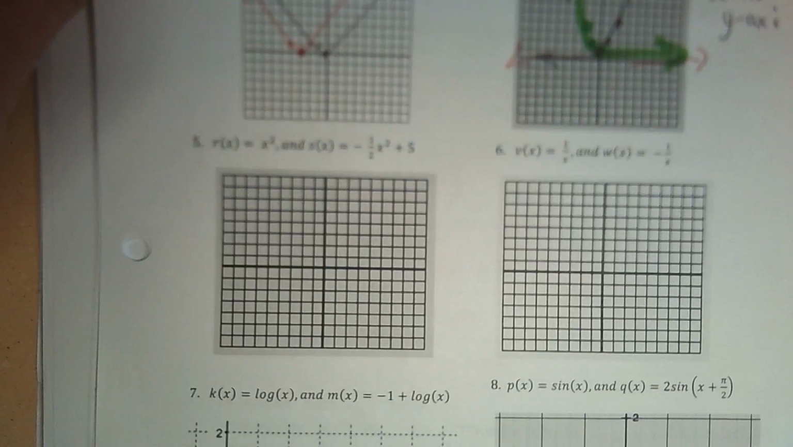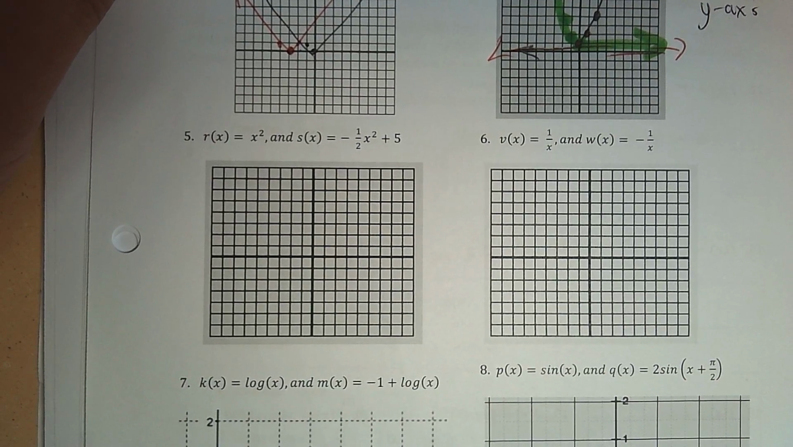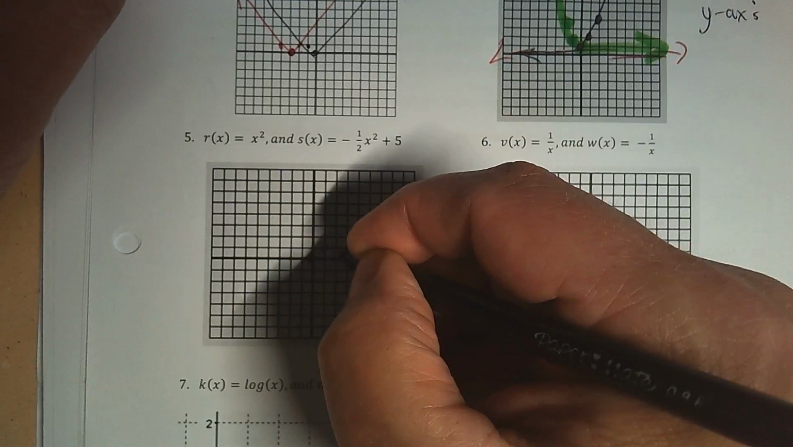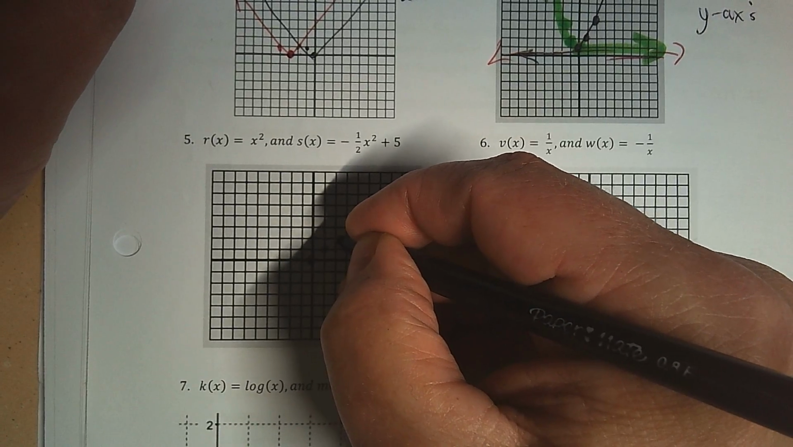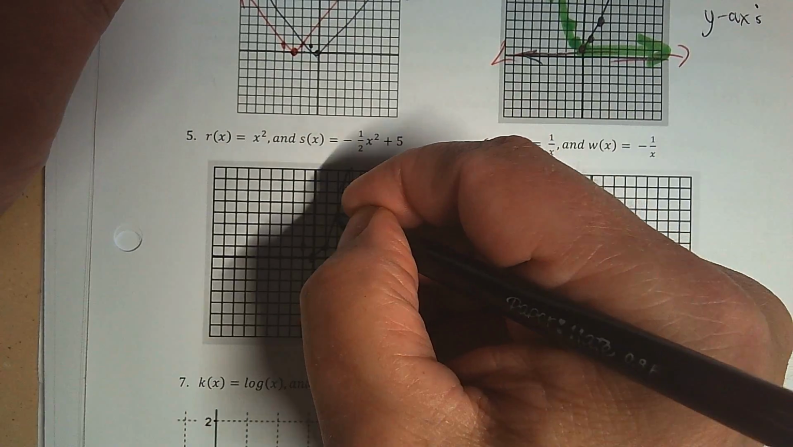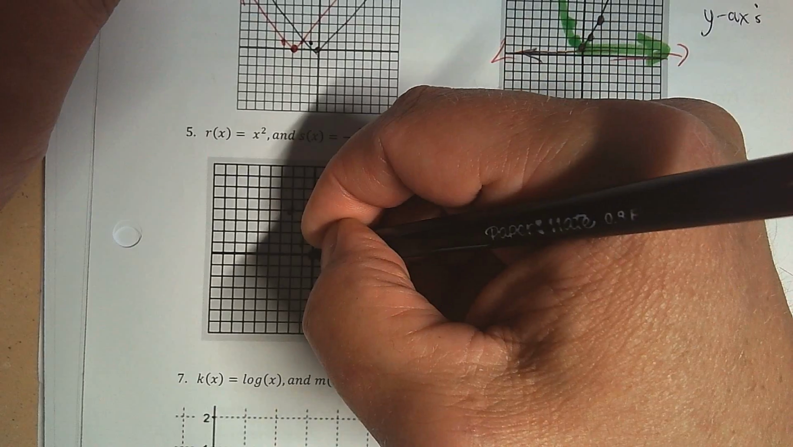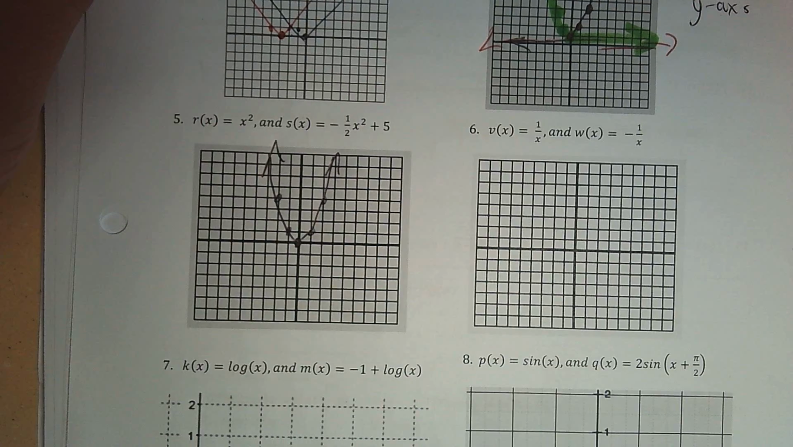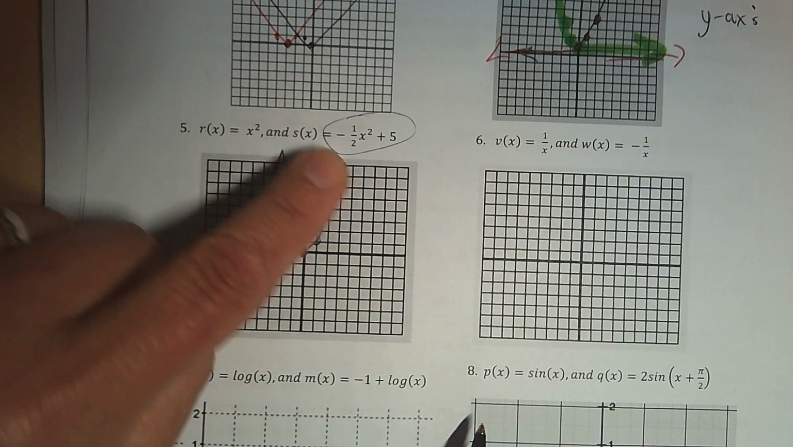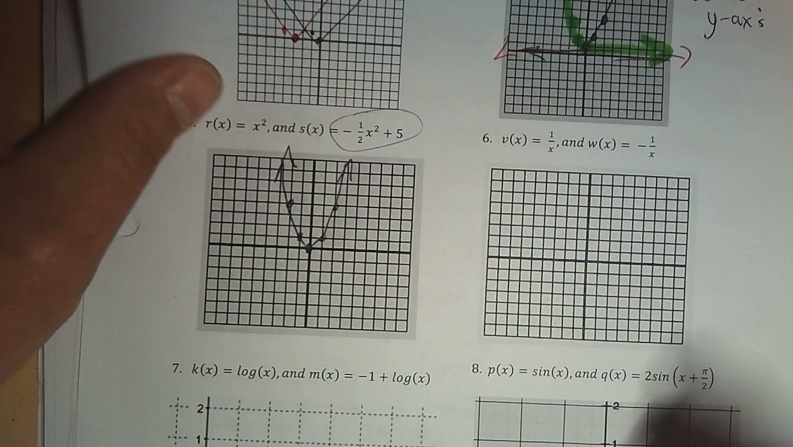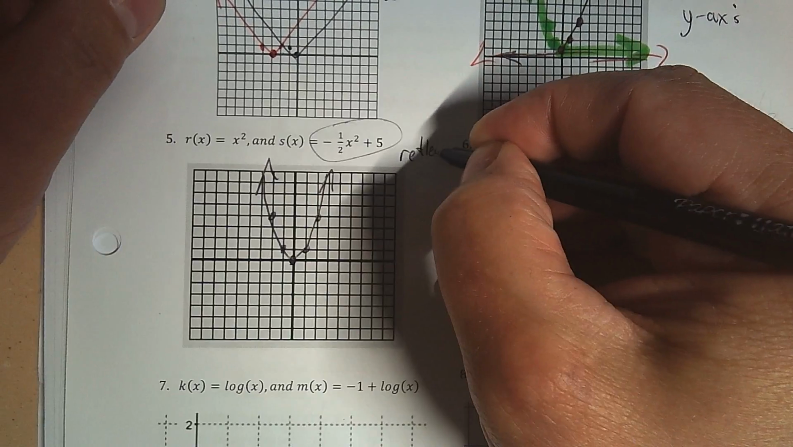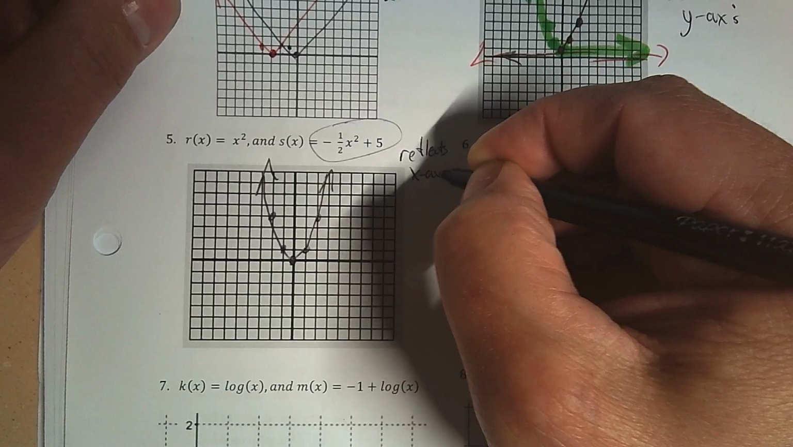Number 5. x squared, let's graph that. That's a parabola. (0, 0), (1, 1), (2, 4). And what happened here? Oh, first of all, negative, 1/2, and 5. That's 3 things that happened. So what about the negative? Well, that reflects. And because it's on the outside, it reflects across the x-axis.